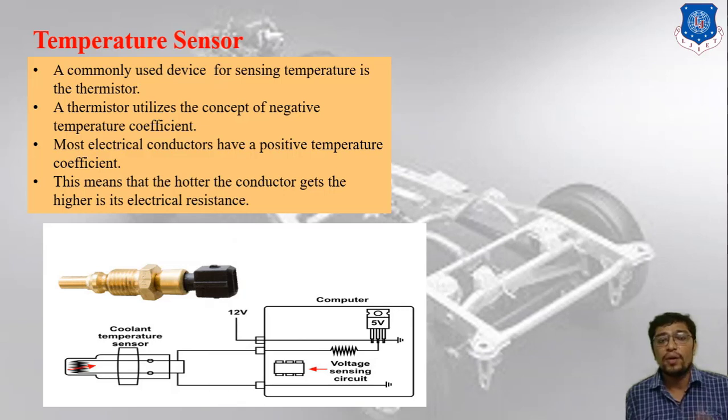Here I have attached the main objectives, or how we can use the temperature sensor. The first is that a commonly used device for sensing temperature is the thermistor, as I discussed earlier. A thermistor utilizes the concept of negative temperature coefficient, and it controls the temperature inside your engine. Third, most electrical conductors have a positive temperature coefficient. Last, this means that the hotter the conductor gets, the higher its electrical resistance. So this is the temperature sensor.